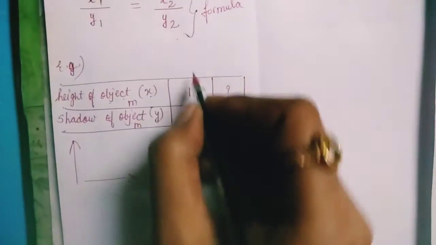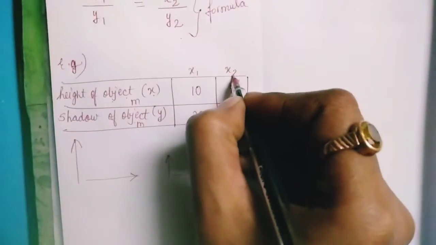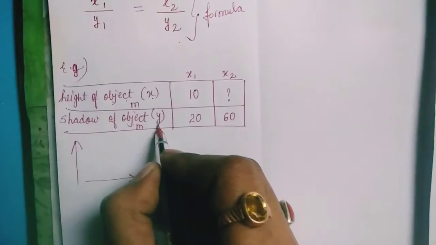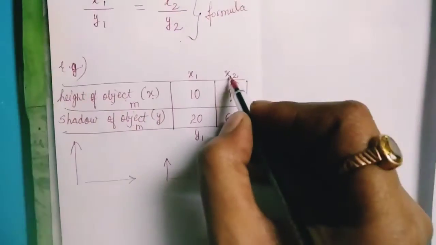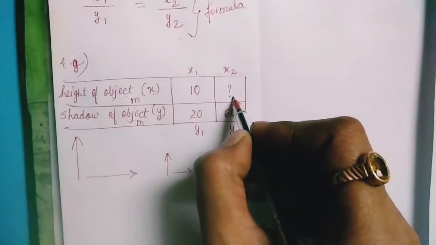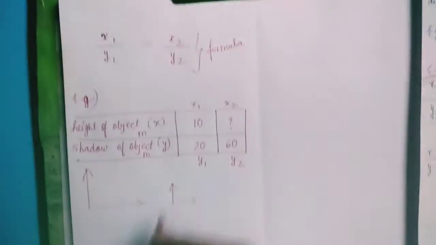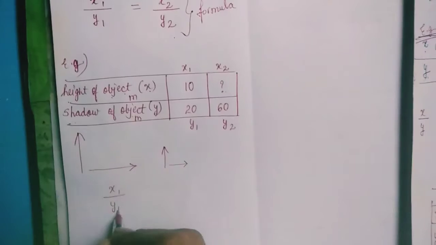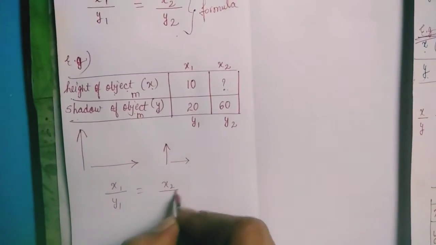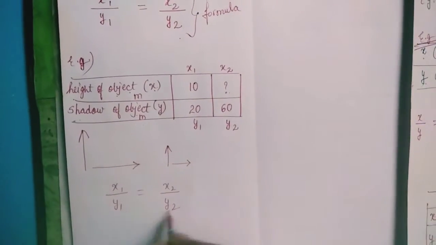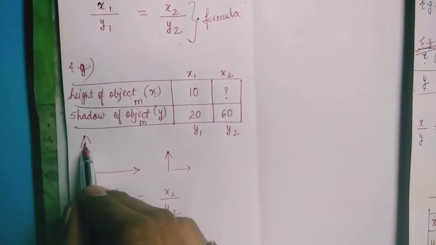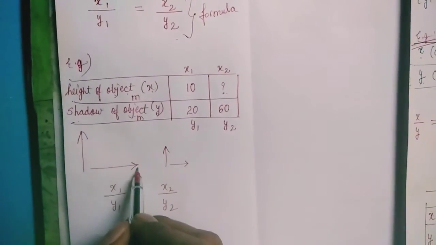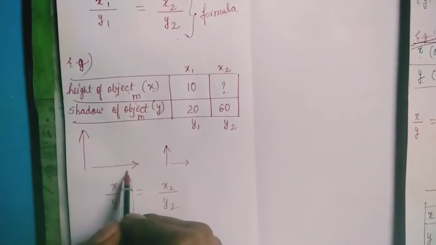If this is x, here we have x1 and here we have x2. If this is y, this is y1 and this is y2. We have to find the value of x2. We have seen the formula x1 by y1 is equal to x2 by y2. Why are we applying it here? Because as the height increases, the shadow increases too, so it is in direct proportion.